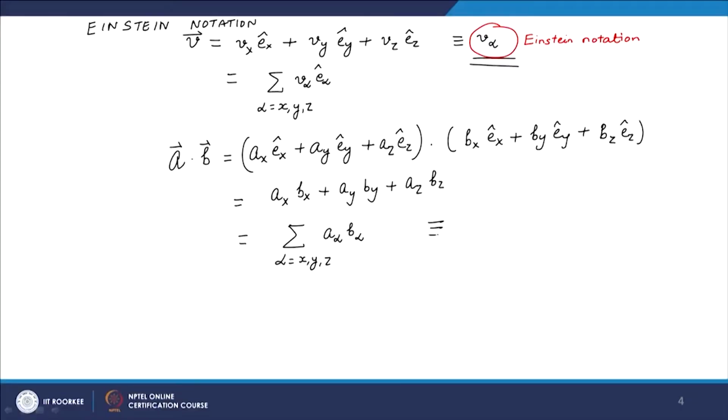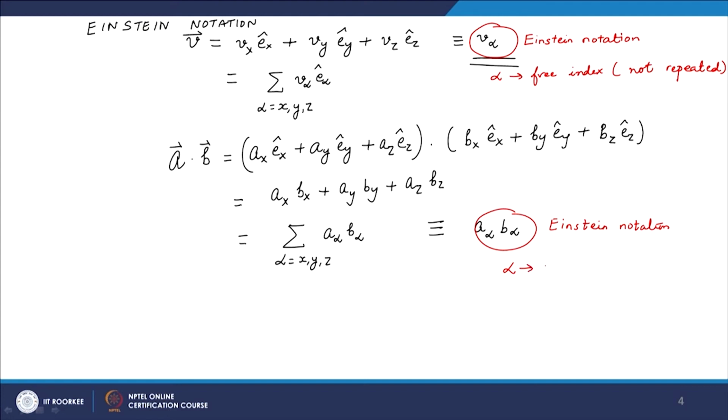If I am using the Einstein notation, it is even more compact. I would simply write this as A alpha B alpha, and this becomes again my Einstein notation. So, in this case alpha is a free index, that means it is not repeated, and in this case alpha is a repeated index or dummy index.